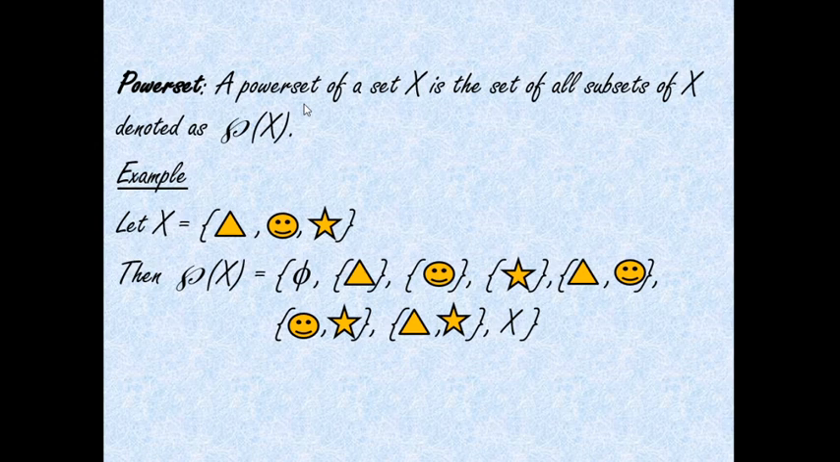Now a power set of a set X is the set of all subsets of X, and it is denoted as script P of X. As an example, we have the same set X and the power set of X is equal to the set: the null set, which is denoted by phi, comma, the singleton sets of these elements, and the two-element subsets of the set X, and then the total set X. So this is the power set of X denoted as script P of X.